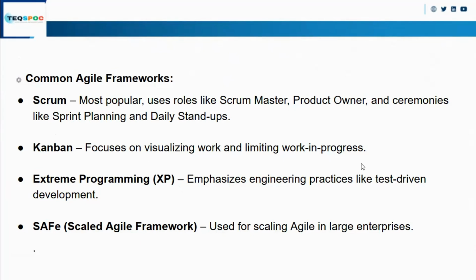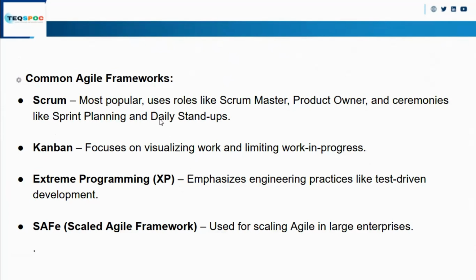Limit work in progress means that we can set a limitation on the respective board or column, so that at a time one developer can take one user story. Once he has completed that user story, he can move to the next one. But in Scrum, there is no limit on work in progress. So in Scrum, one developer can work on more than two user stories. That is the major difference between Scrum and Kanban.